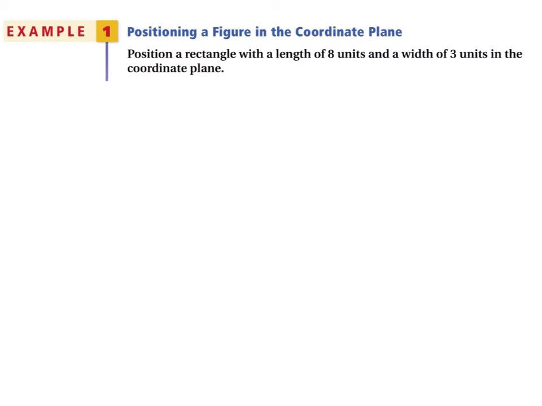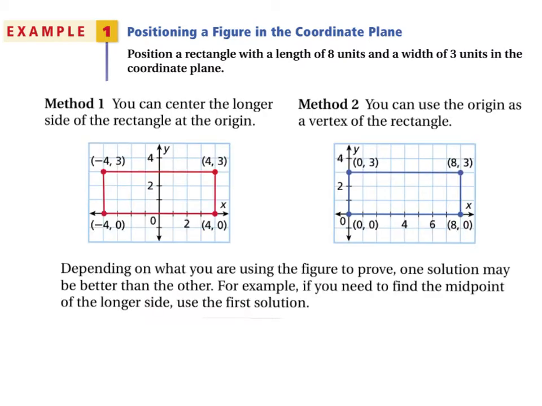So example number 1, position a rectangle with a length of 8 units and a width of 3 units in the coordinate plane. And you can position it anywhere you want. So here are 2 methods. Method number 1, you can center the longer side of the rectangle at the origin. So you could put 8 units going at the bottom and make it an 8 by 3 rectangle.